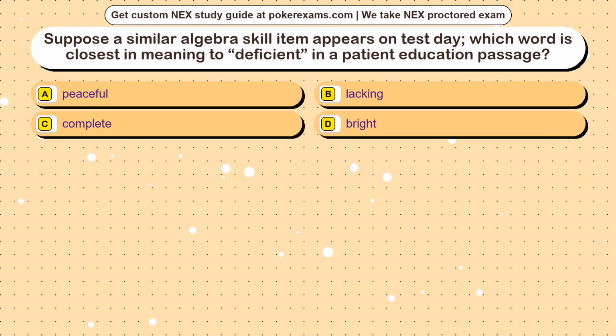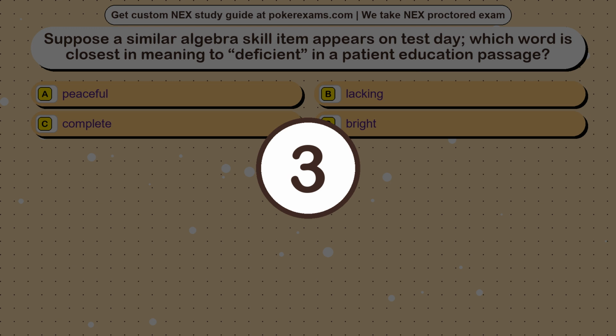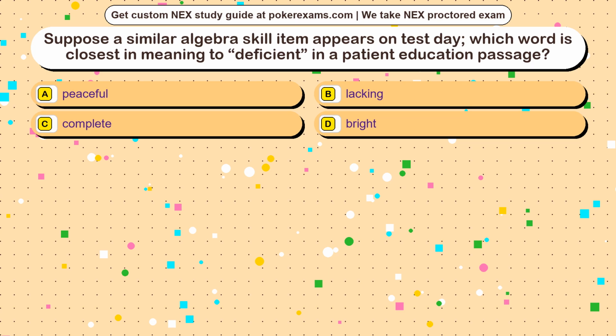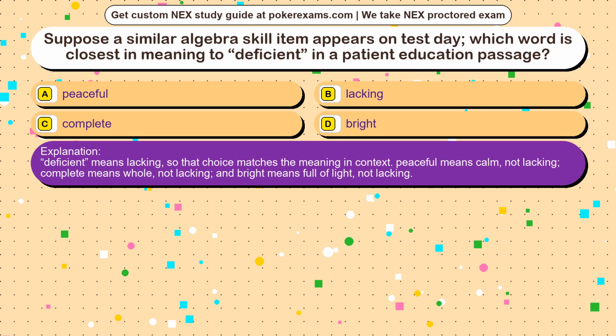Question 7. Suppose a similar algebra skill item appears on test day. Which word is closest in meaning to deficient in a patient education passage? Option A, peaceful. Option B, lacking. Option C, complete. Option D, bright. The correct answer is option. Deficient means lacking, so that choice matches the meaning in context. Peaceful means calm, not lacking. Complete means whole, not lacking. And bright means full of light, not lacking.